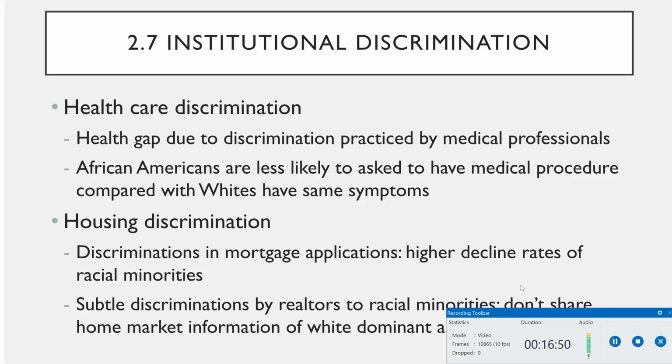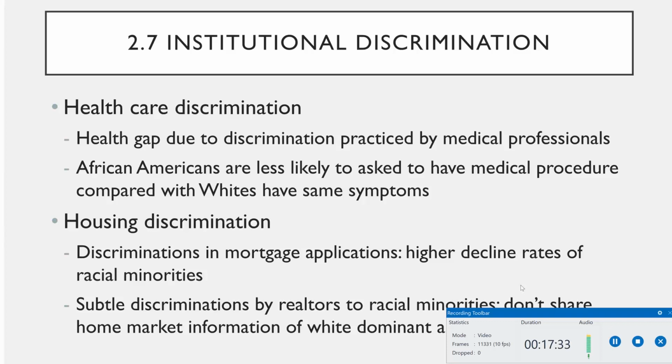There is a very wide health gap between whites and minority races, due in part to discrimination practiced by medical professionals. Studies found that African Americans are less likely to get the same level of treatment compared with whites, even though they have the same symptoms. This is possibly due to prejudice by medical professionals, who think African Americans are less likely to be insured and less likely to pay for the procedure, but still it exists as healthcare discrimination.